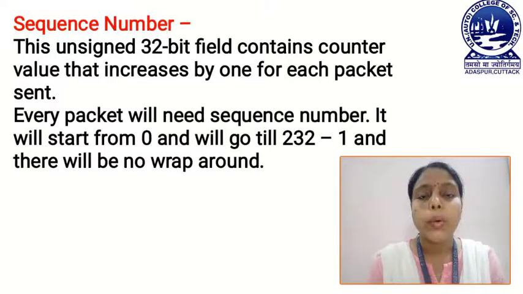That means when a packet is transmitted over the network, that packet must have a sequence number, and that sequence number is a unique sequence number which starts from 0 and goes through to the number 2^32 minus 1, and there is no wrap around, which means if the sequence numbers are completed, then we have to create a new connection.